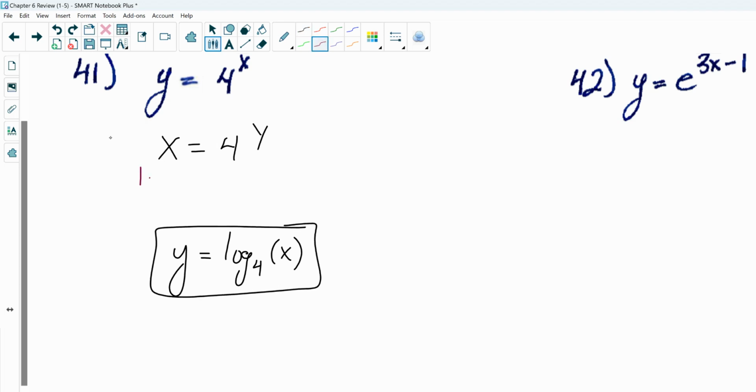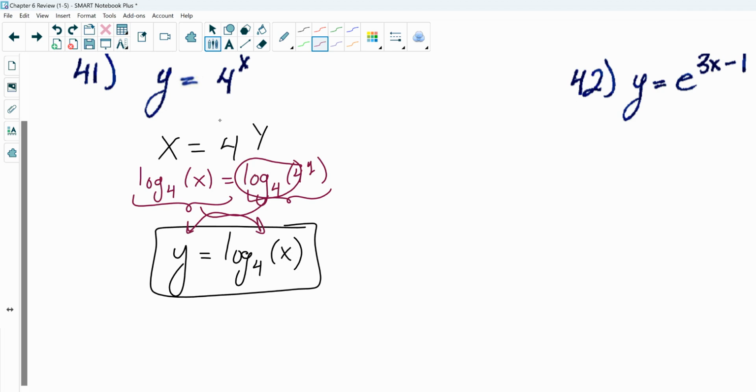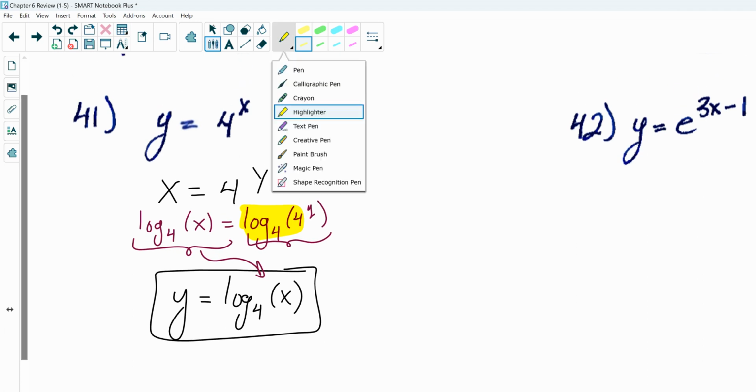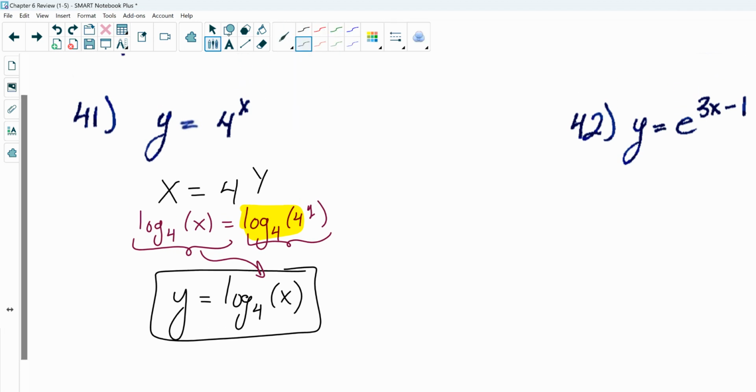The other way to get to that is that we could apply log base 4 to both sides. Now, log base 4 of x doesn't simplify, it's just log base 4 of x. Now, log base 4 of 4 to the y, the log base 4 of 4 part simplifies out here, just leaving us with the exponent of y. So we're done since y is by itself. And that's it.